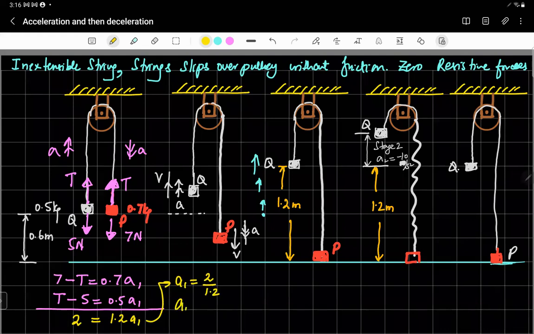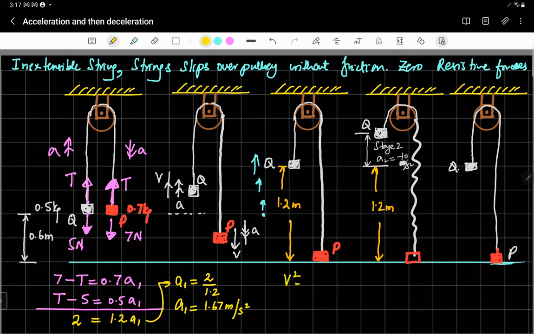What is the value of A1? Please tell me the answer. 0.6. 20 over 12, 10 over 6, or 5 over 6, 1.67 meter per second square. So this is the acceleration A1. P will accelerate down with this value. Q will accelerate up with this value. And P travels a distance of 0.6 meter with this acceleration.